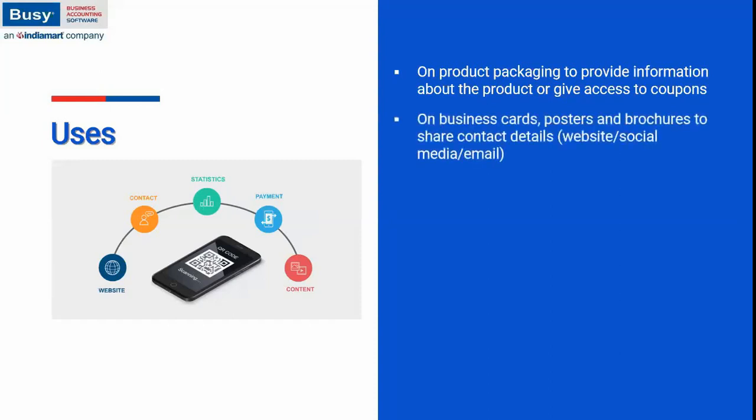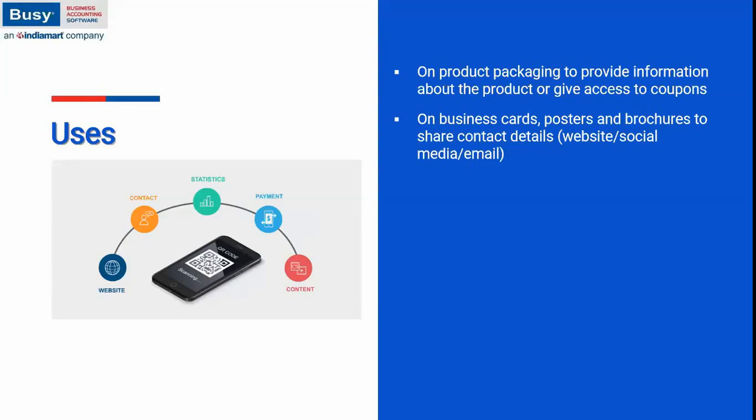The second use is on a business card or posters and brochures to share the contact details. It may be website contact details. It may be social media contact details like Facebook, Instagram, Telegram, WhatsApp, any other website related links, or it may be email ID, anything it may be. So we are sharing that kind of information via QR code, because QR code is very attractive, and it looks very beautiful, as well as internally it has the information. No one knows what information it has, but internally they have the information. Anybody scans that QR code, then only he will get the output.